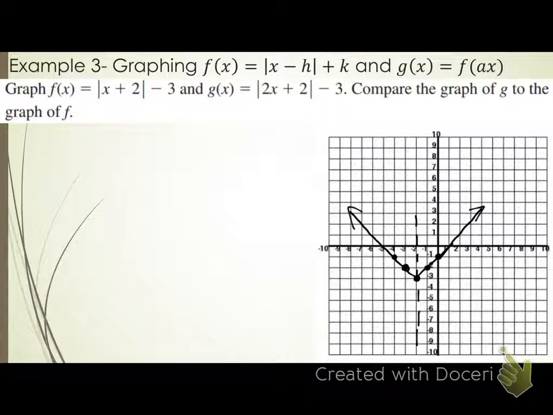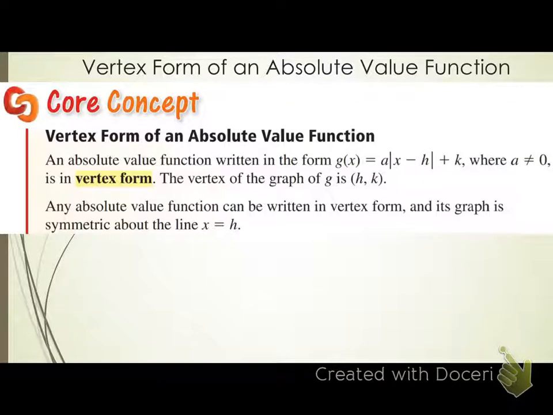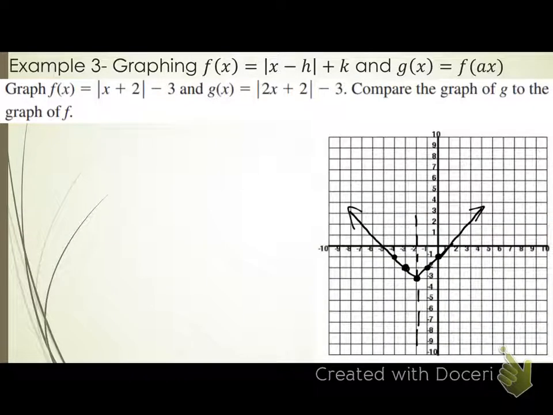Is G of X in vertex form? No. Why not? Oh, so you're saying there's something multiplied by my X? Yes. So this is not in vertex form because of that 2 in front of my X. In vertex form, I don't have anything multiplied by that X inside the absolute value. Does that make sense? So that is why this one is not in vertex form.